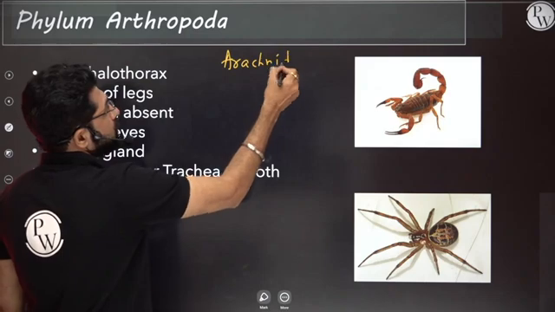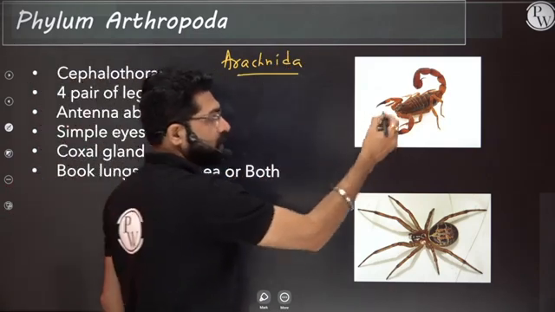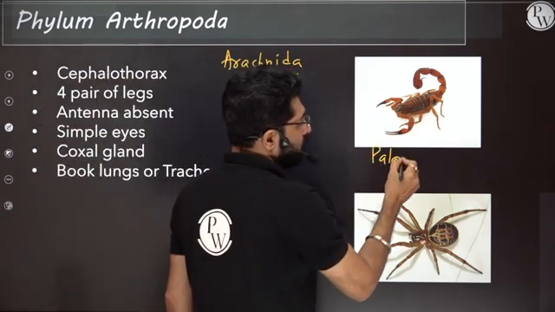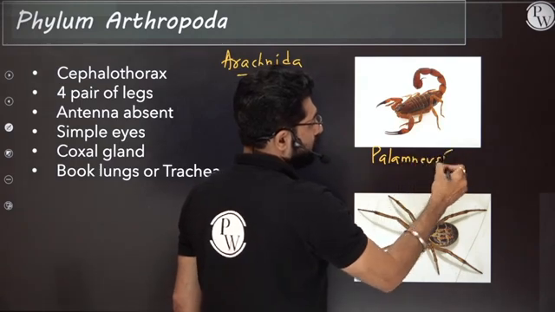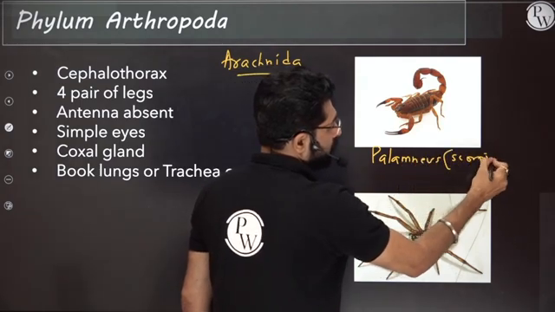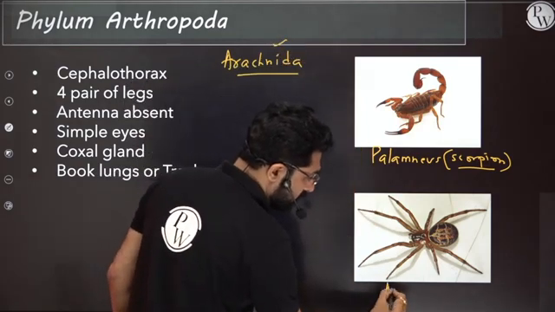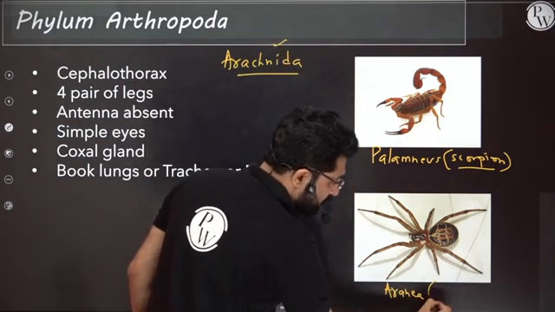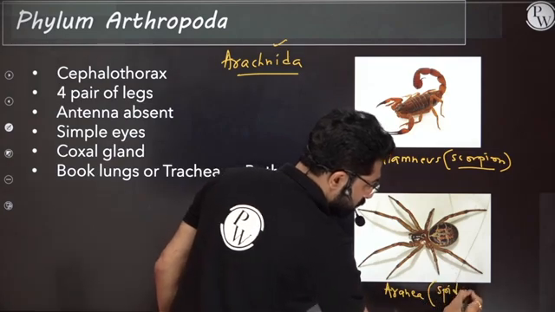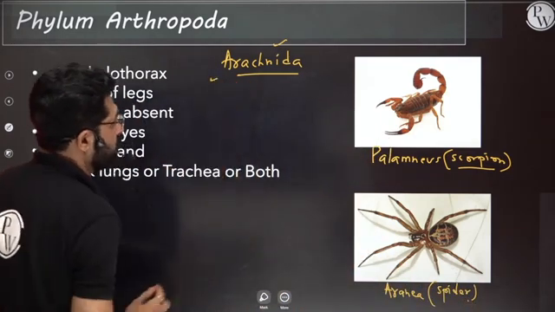Next class is your Arachnida, in which you have the Pelamnius. Pelamnius is the scorpion here. So scorpion belongs to arachnids. Even the spider, that is Arania. Arania, that is a spider here, that also belongs to what? That also belongs to the Arachnida.